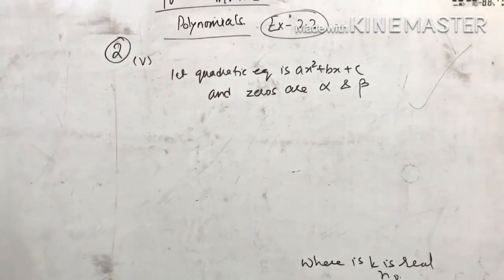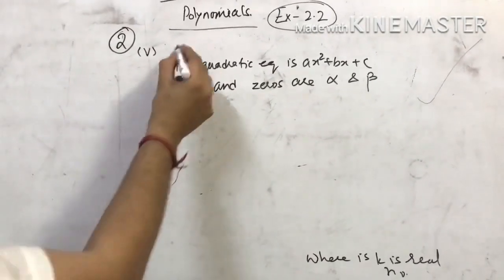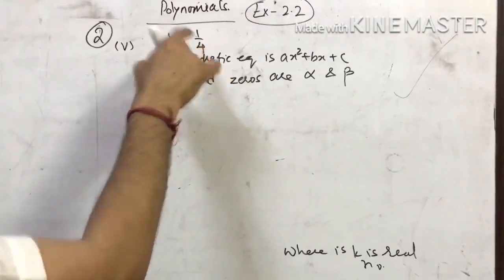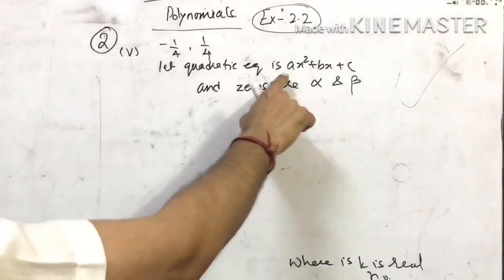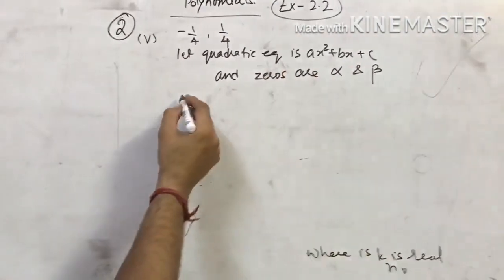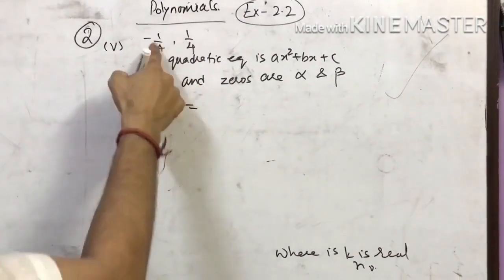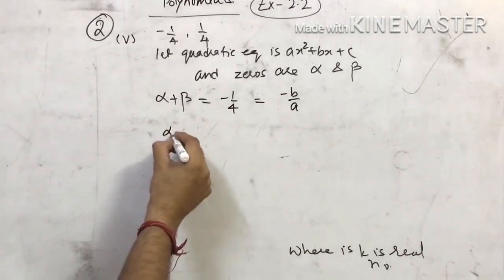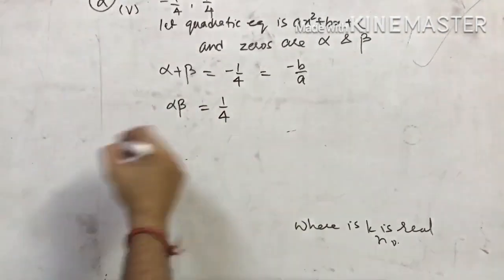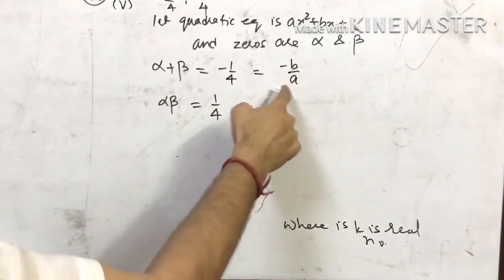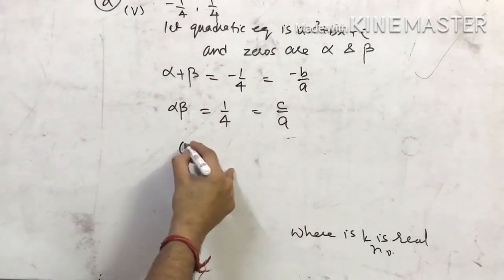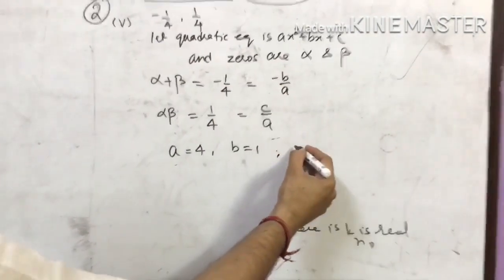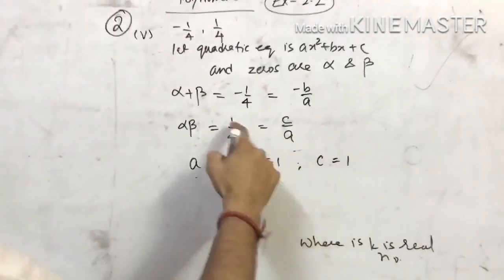Fifth part is minus 1 by 4 comma 1 by 4, that means the sum of the roots is minus 1 by 4 and the product of the roots is 1 by 4. So you have to write down, let the quadratic equation be this, and the zeros are alpha and beta. So the sum of roots will be minus 1 by 4, and you know its formula, minus b over a. The product of roots is plus 1 by 4, so you know its formula is c by a. A is the same in both the cases, so a is 4, b will be 1 because minus minus cancel, and c will be plus 1.